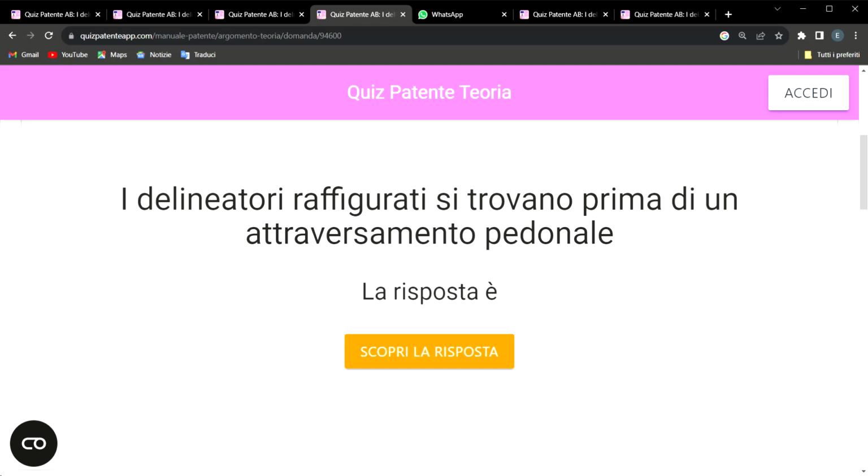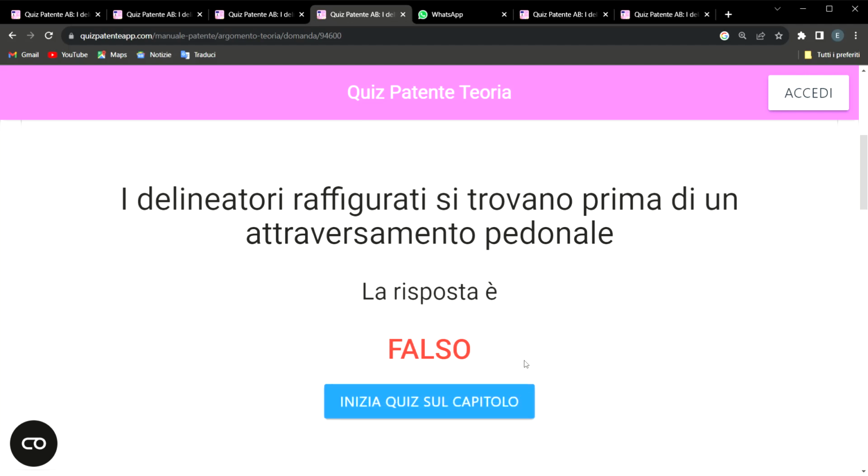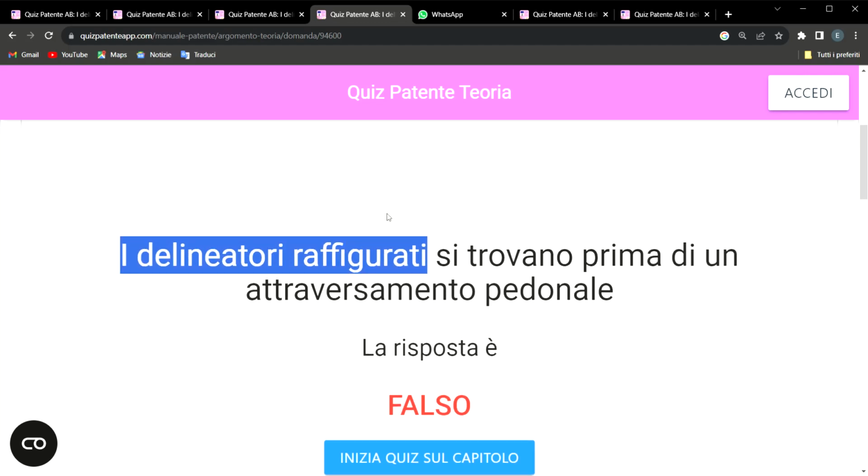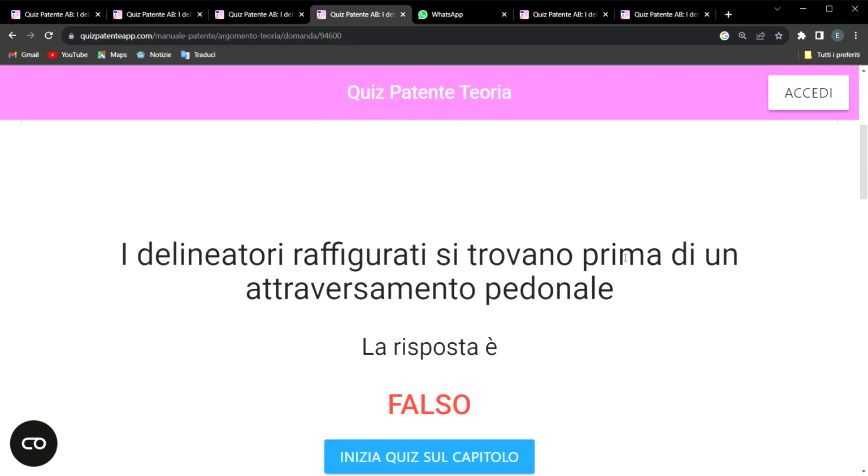So the answer to this question is falso. Now, why is it falso? So let me explain to you. You say delineatori raffigurati. So this reflecting equipment that is referred here, si trovano prima di un attraversamento pedonale. This very word si trovano simply means it's found prima, before the zebra line, before the pedestrian crossing line.